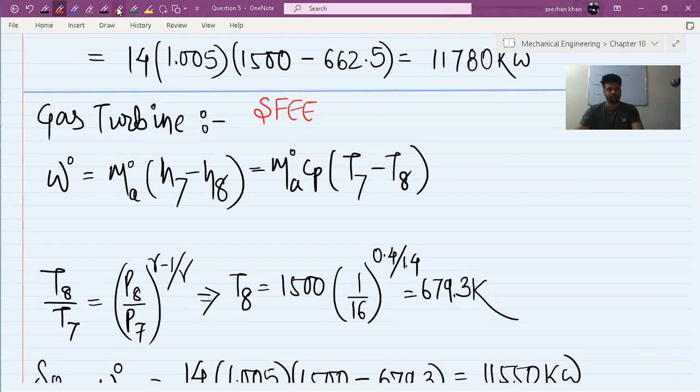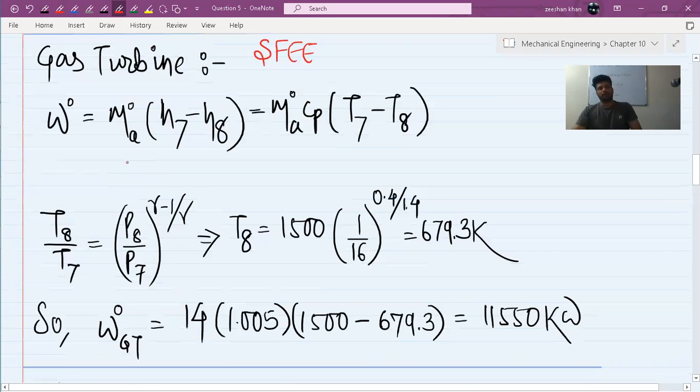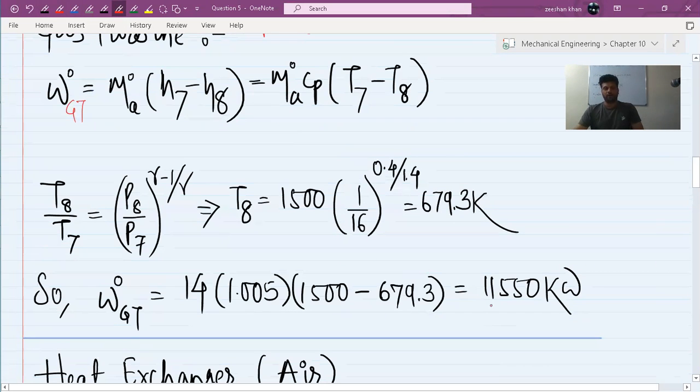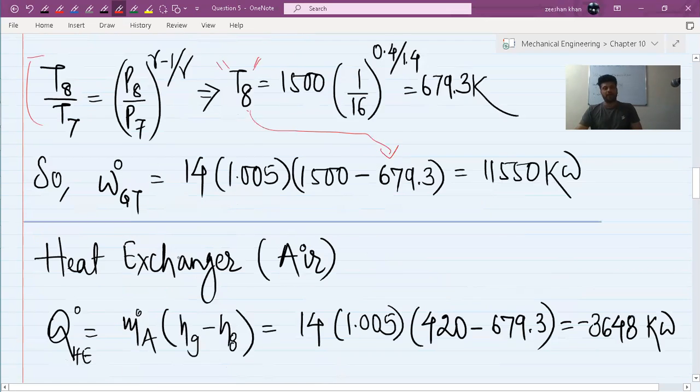So that's why it all becomes very easy from there. The amount of work obtained from the gas turbine comes out to be 11550 kilowatt, again using the temperature pressure relationship to get the temperature T8, and using that T8 to calculate the amount of work done by the gas turbine.